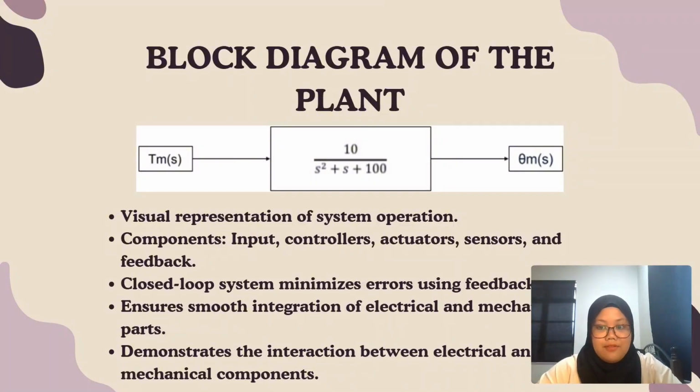Hi guys, I'm Sarah, with matric number B122310217. I'm going to continue with my part, which is the block diagram of the plant that visually represents the relationships between inputs, outputs, and the control mechanisms, providing a clear overview of the system operations. This section serves as a foundation for the subsequent analysis, illustrating how the system is designed to achieve desired performance metrics such as stability and responsiveness. This diagram highlights how the electrical and mechanical parts work together.